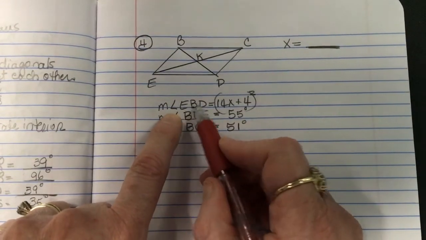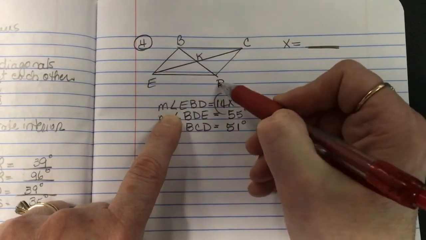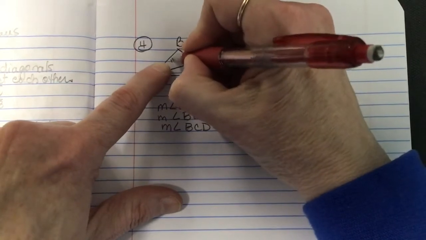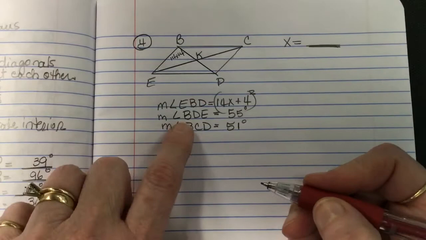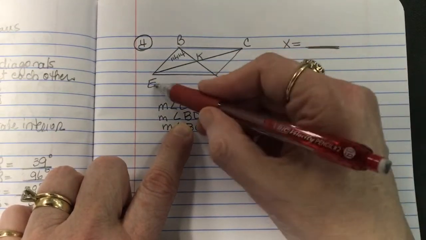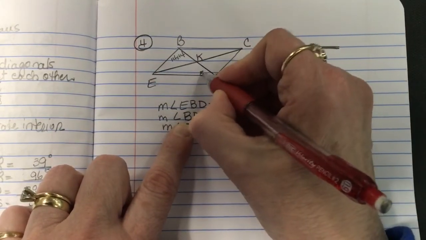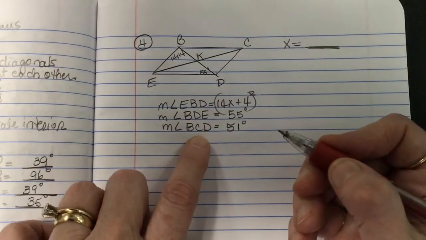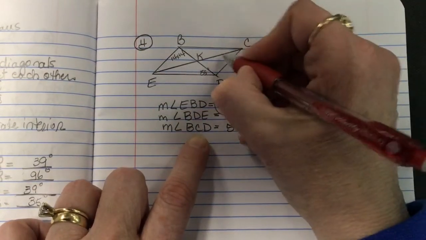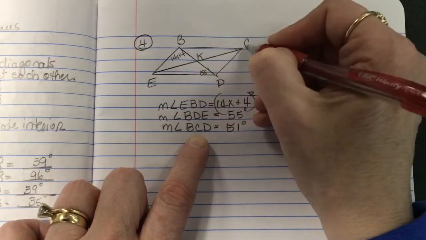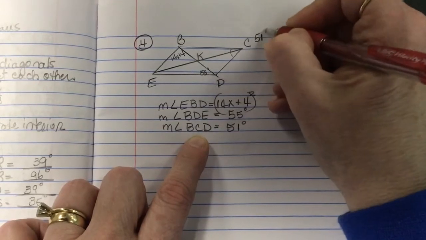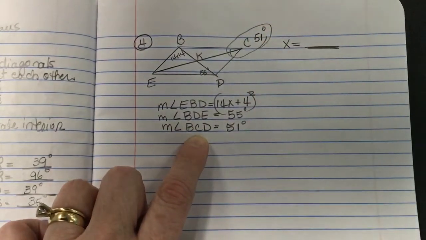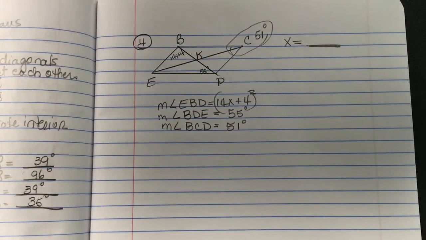So EBD is this one, 14x plus 4. BDE is 55. BCD is 51. BCD, this whole one, and I'm going to put it out here, is 51 degrees. Now, where can we start on this one?